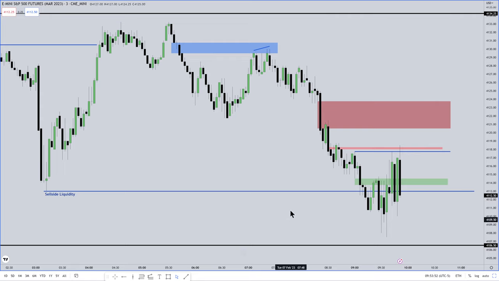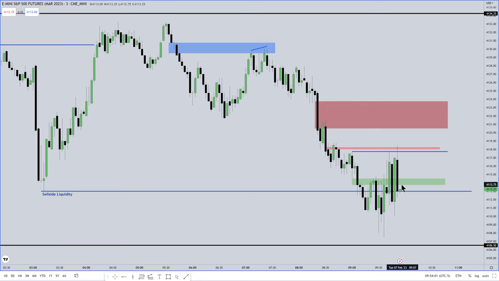So we've taken those smooth relative equal highs out. We traded up into the volume imbalance and we're back down in here. So in my mind, watch this fair value gap now because it might want to act as resistance and tag that 4106.50 level.